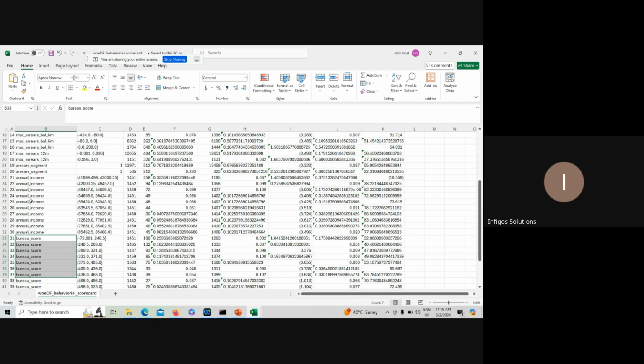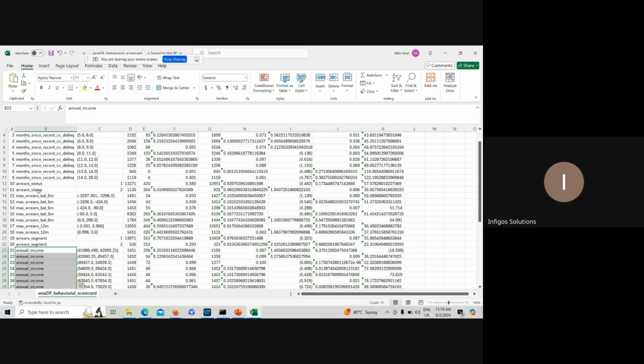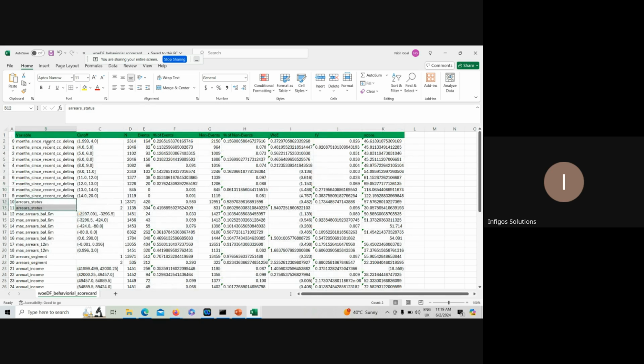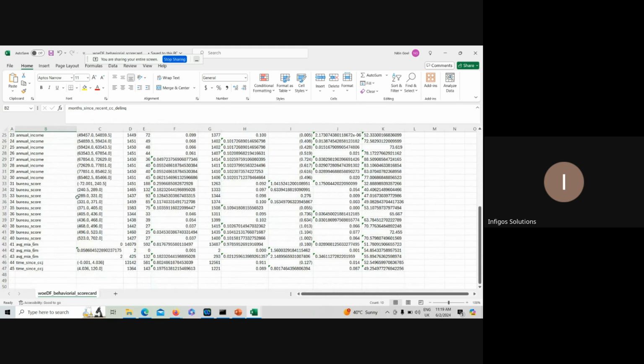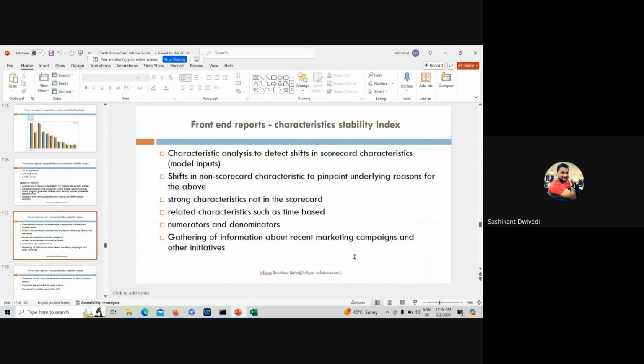Or debt ratio, which is very similar to income. Or arrears, or something to do with delinquency, another variable. So we need to analyze those variables which are very similar in nature to our variable in the model. So, okay. Is this clear?